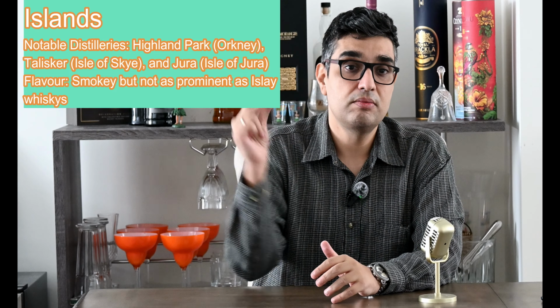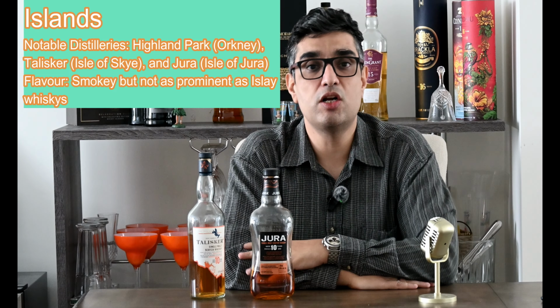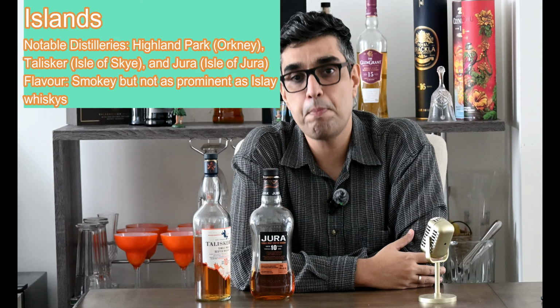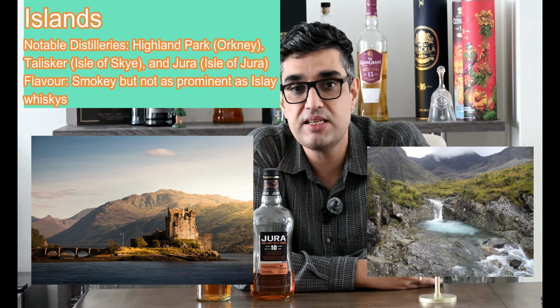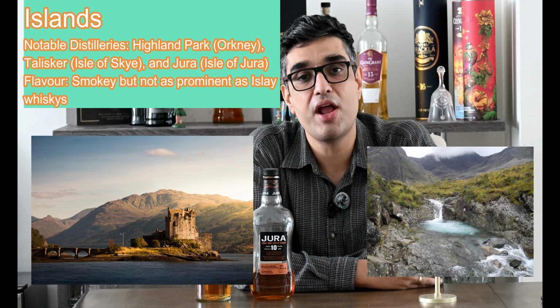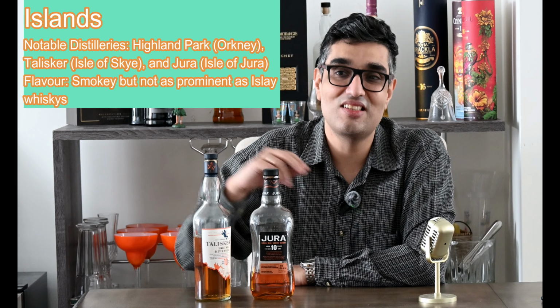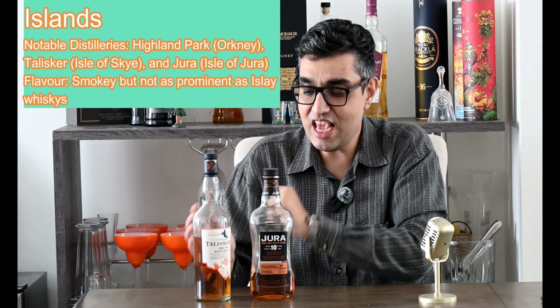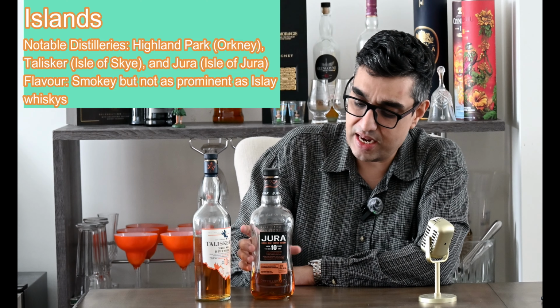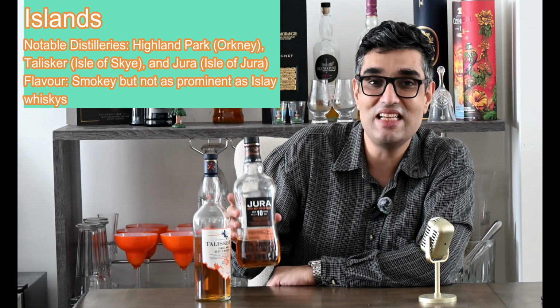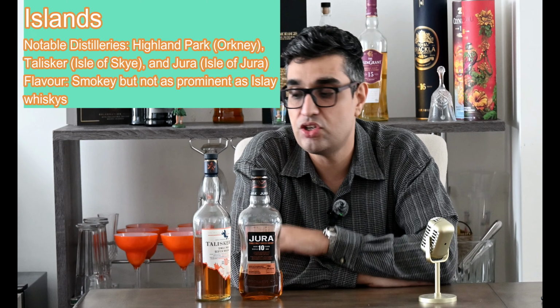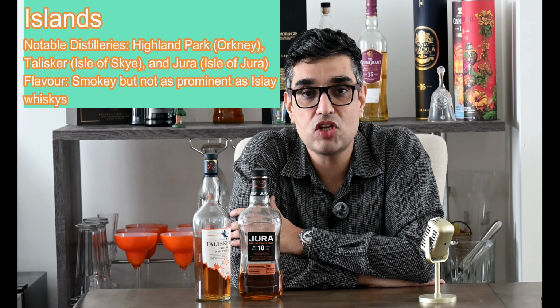And what are those whiskies? The two most popular whiskies that you probably heard of from the island region are Talisker, which is from the most picturesque and beautiful place you will ever visit, or I hope you get a chance to visit, which is the Isle of Skye. Beautiful island and an equally good whiskey. And the other whiskey that is also smoky and peaty in nature is the Jura. Both these whiskies are probably a good representation of the island whiskies of Scotland.